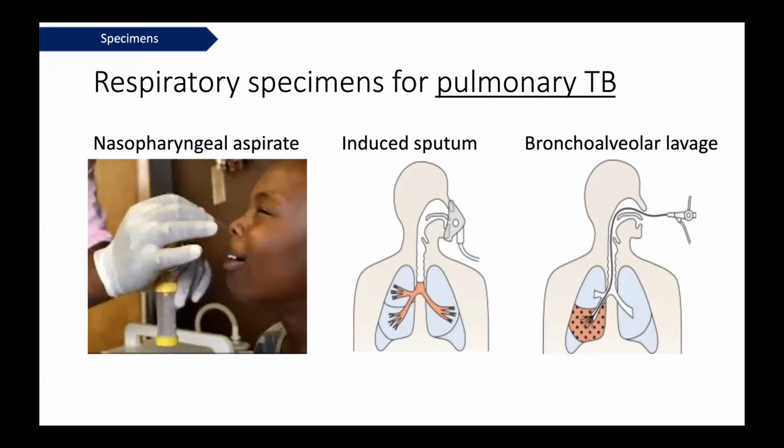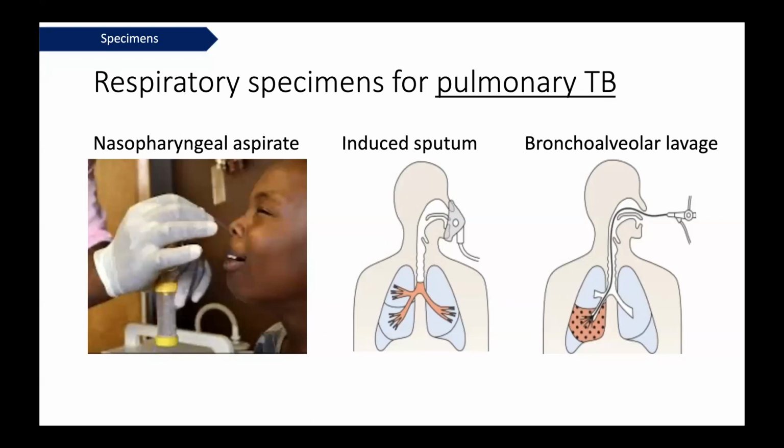When we talk about sampling respiratory specimens, specifically for pulmonary tuberculosis, these are the three I would perhaps put forward to us and that we know of: nasopharyngeal aspirates, induced sputum, and bronchoalveolar lavage.